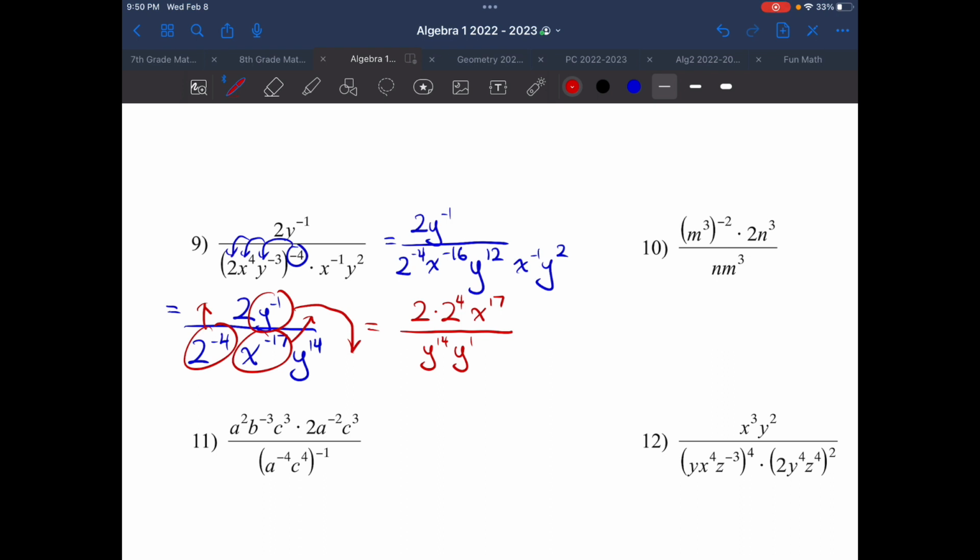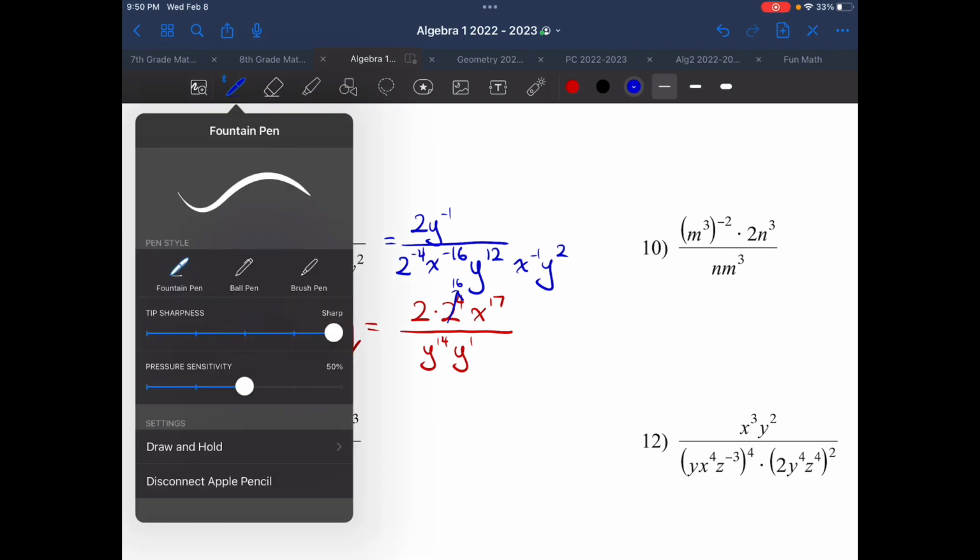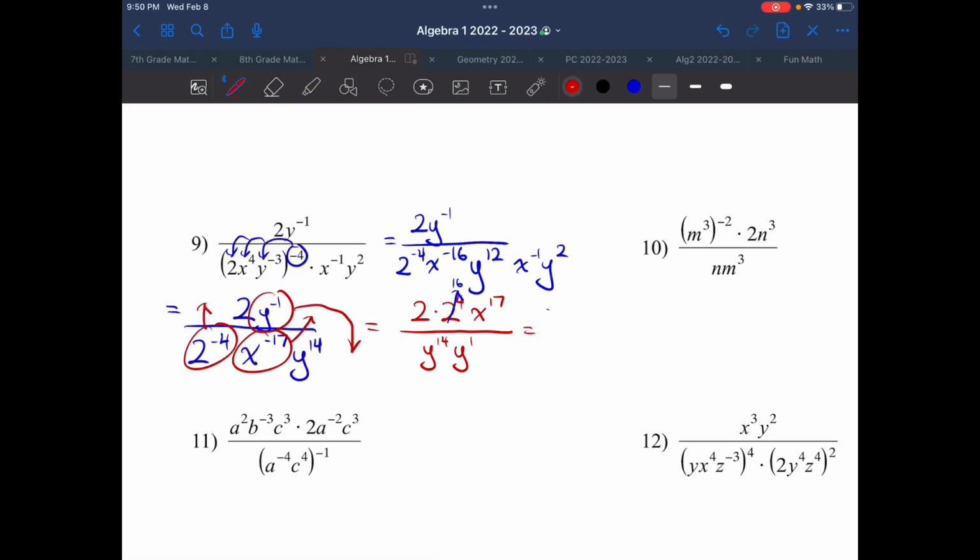From here, I can simplify a little bit. If you remember our problem number 1, 2 to the power of 4 is 16, and 16, here, let me write that down so that we remember. This number right here is 16, and 16 times 2 is 32. So let me come over here and say this is going to be 32x to the power of 17, and the denominator, because I have the same base and multiplication happening, I'm going to add 14 plus 1 and get 15, so y to the power of 15. That 5 can be rewritten a little bit nicer. There we go. There's my final answer, 32x to the power of 17 over y to the power of 15.